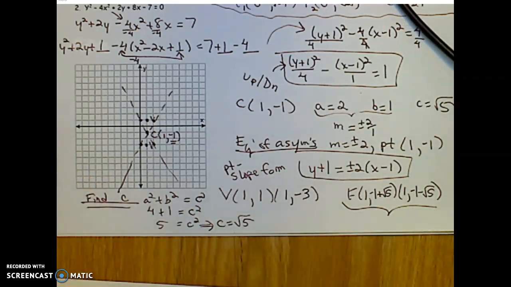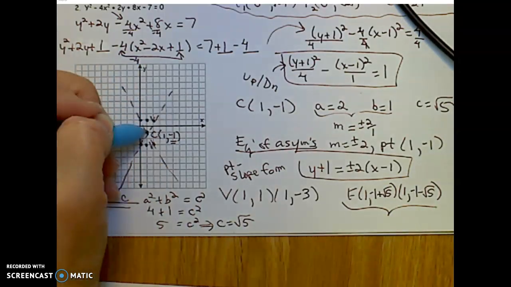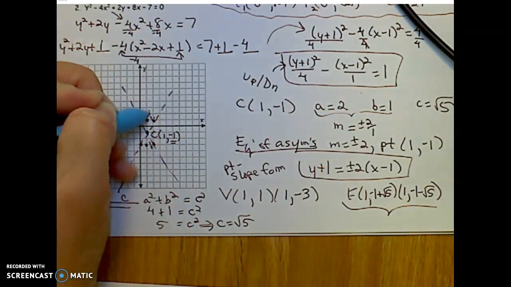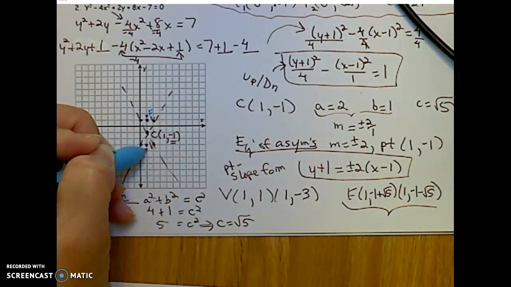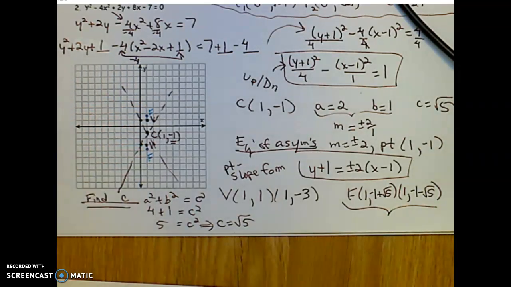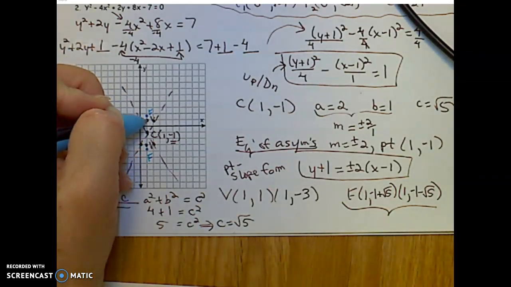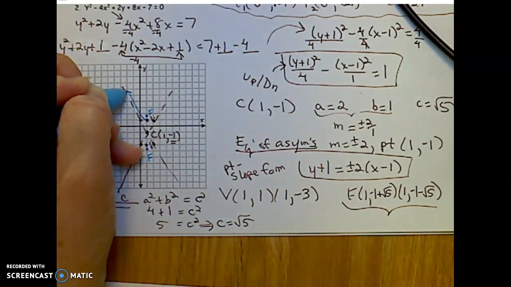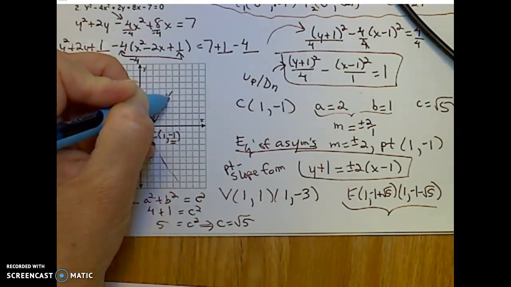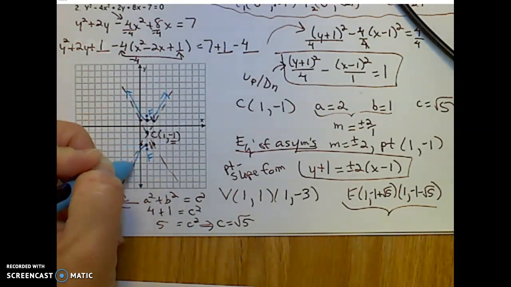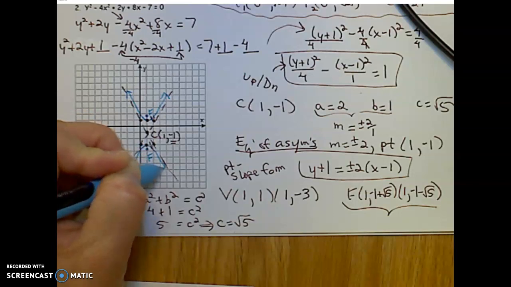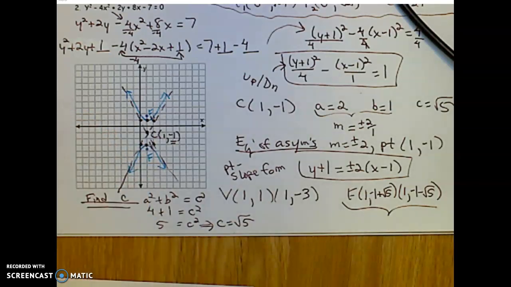Of course, I can't plot those, but what is root 5? Root 5 is bigger than 2, so that confirms that my foci will fall inside my branches. All right, and I guess I should connect for my hyperbola. The hyperbola will pass through your vertices and follow those asymptotes. Beautiful, but we need a little more practice on that.